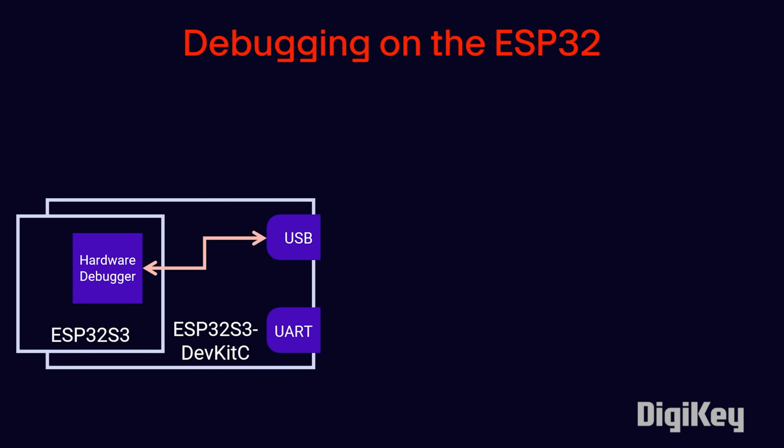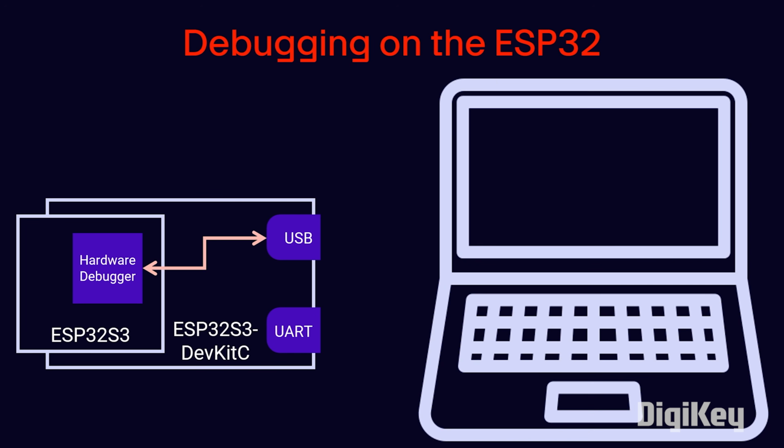We'll connect to that port from our computer and control the debugger using an open source program called OpenOCD, or the Open On-Chip Debugger. This program has support for the ESP32 along with many other microcontroller architectures. You can directly send it commands to do things like pause execution and step through instructions. However, it has no knowledge of the code, which is where GDB comes in.